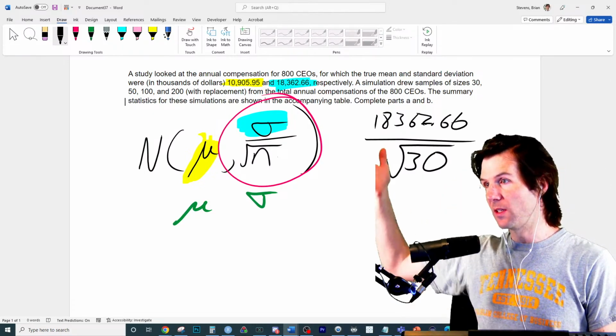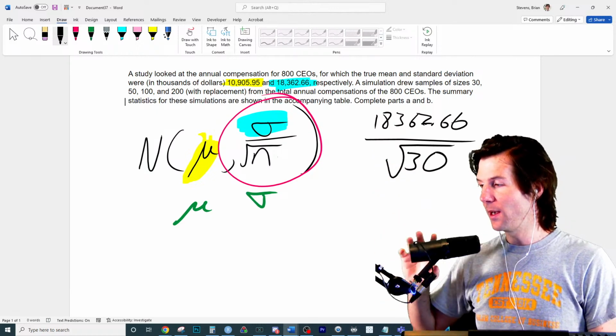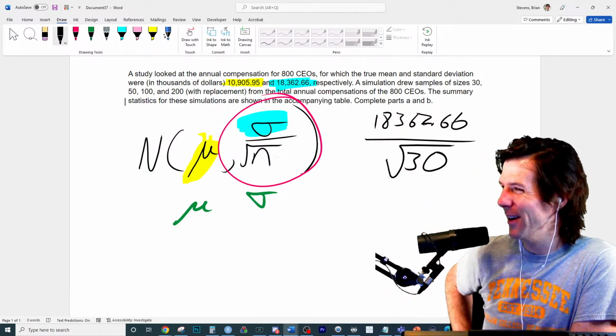So the mean stays the mean. So that number stays consistent throughout. My personal favorite quote is 295.